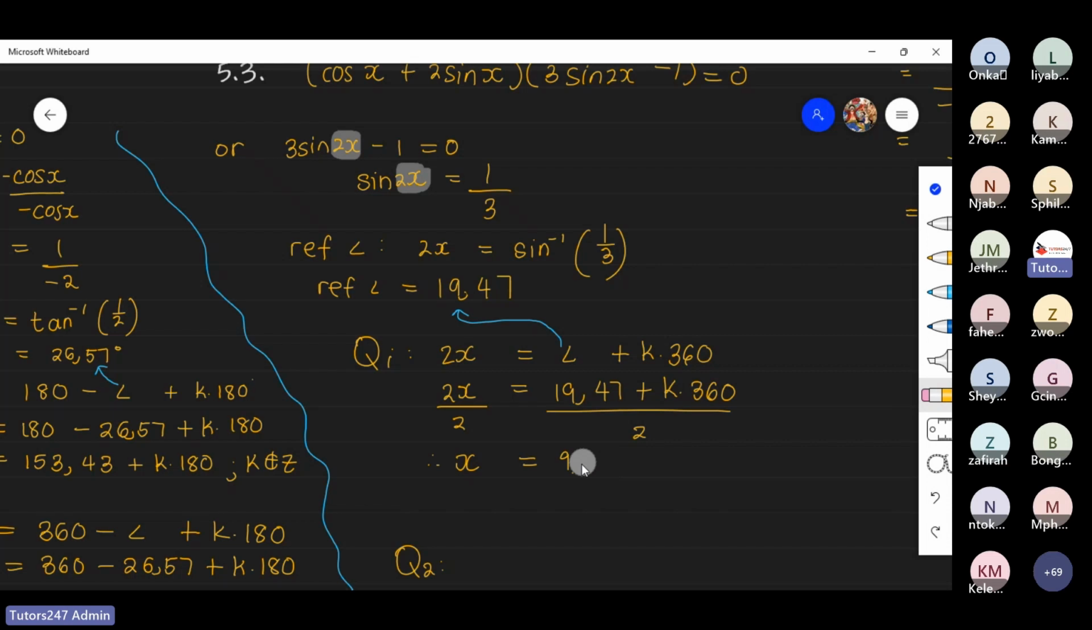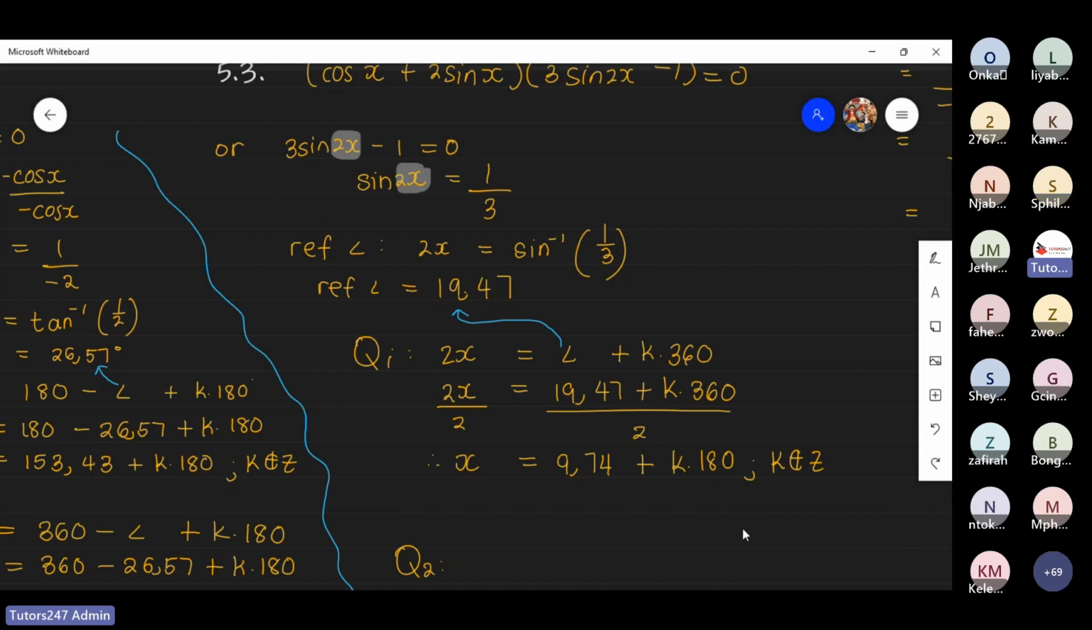So we are going to now divide 19.47 by 2, and that gives us 9.74. Plus, so we've only divided the numerical value. We still need to divide that k times 360, okay? Because keep in mind, we are dividing the whole of the right-hand side. Not only one part, the whole of the right-hand side. So divide k times 360 by 2, you end up with k times 180. And because it's our final answer for this particular quadrant, don't forget to put k an element of integers, okay?